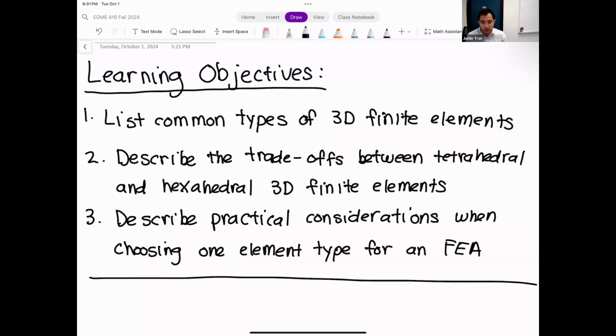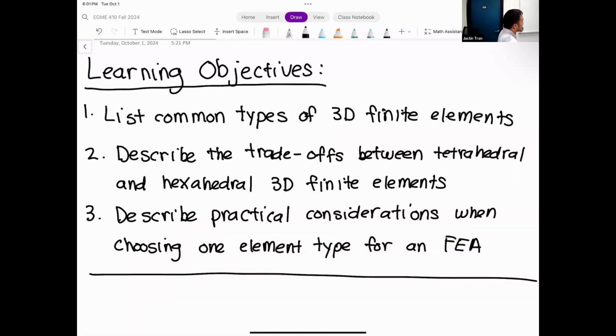All right, so let's pick up where we left off last Thursday. Last Thursday we talked about the different types of elements that you can use in FEA. We did a deep dive into all the 2D elements that are available. And so what we're going to discuss today are the 3D elements that are available.